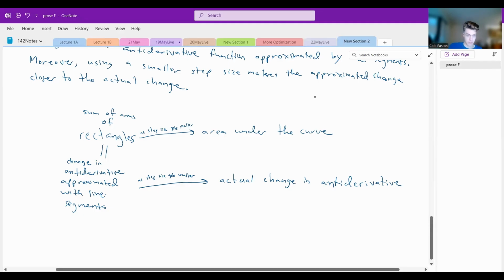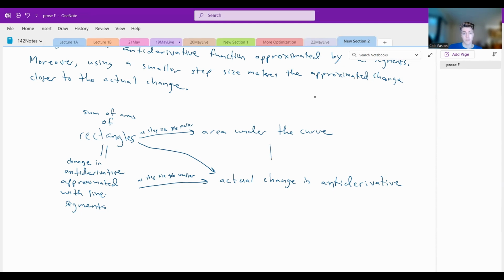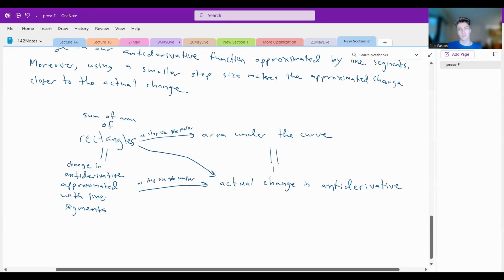And so what that means is that I can actually draw this same arrow right here and say that as the step size gets smaller, the sum of the areas of the rectangles is going to approach the actual change in the antiderivative. But we also know that it approaches the area under the curve. And so the two things it approaches have to be the same thing, which means that these two things are also equal. And that is a very important fact. And in fact, it is such an important fact that we give it a very important name. That fact is the fundamental theorem of calculus.